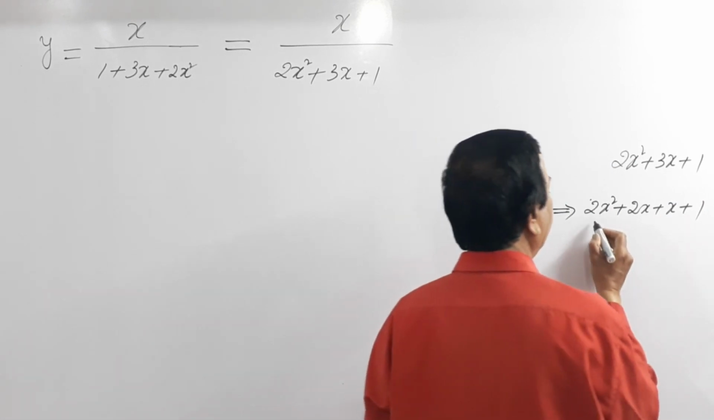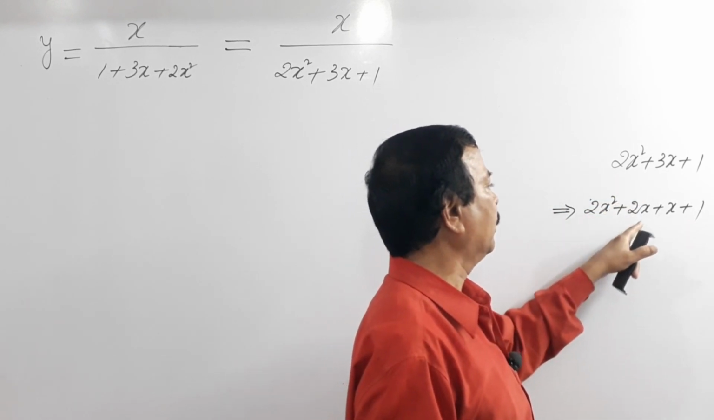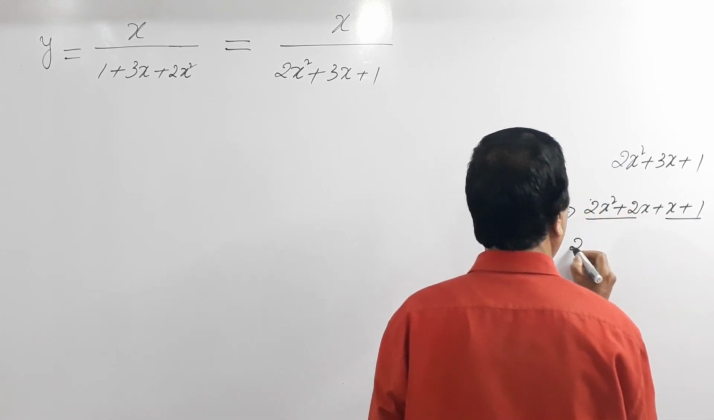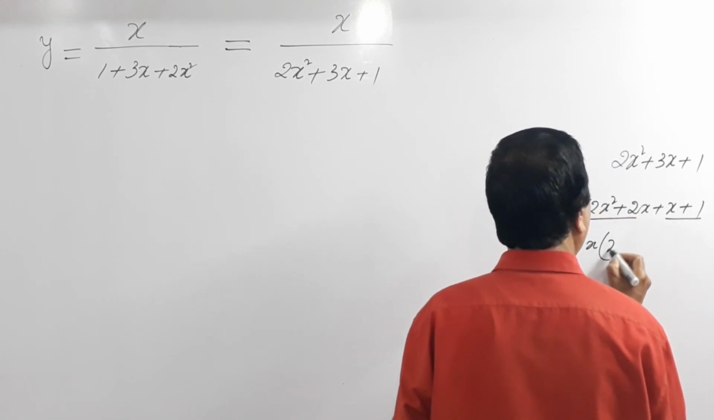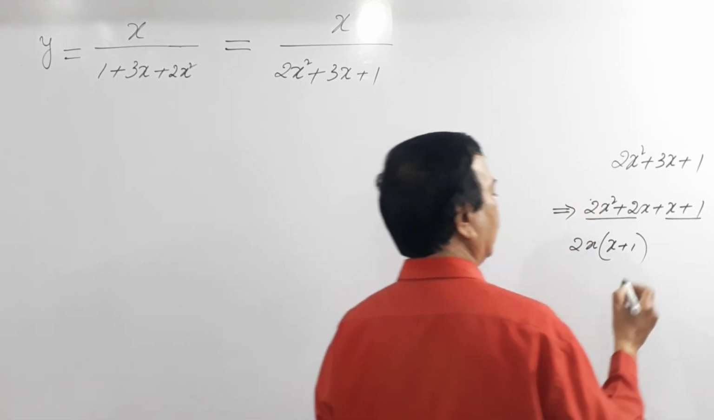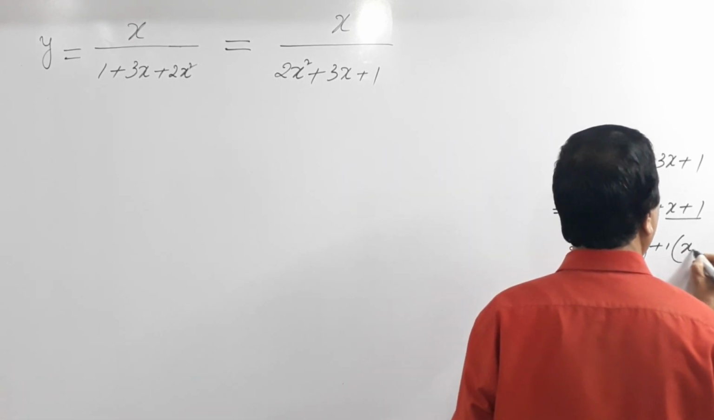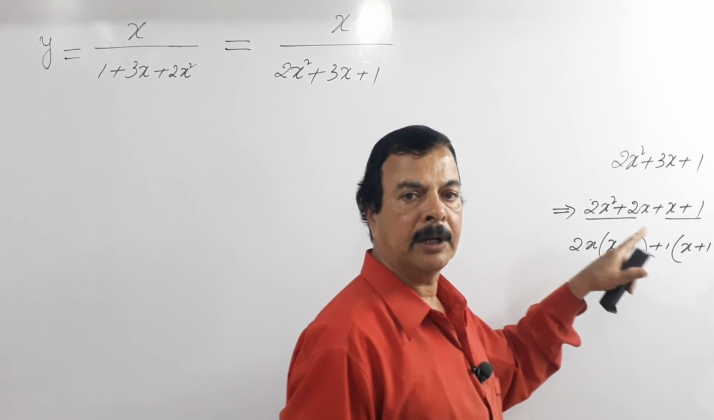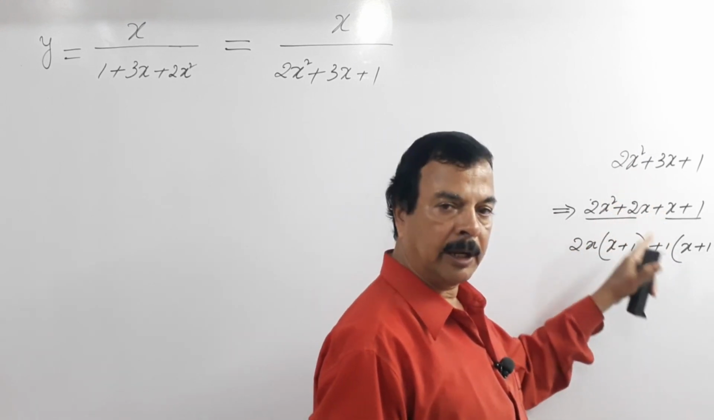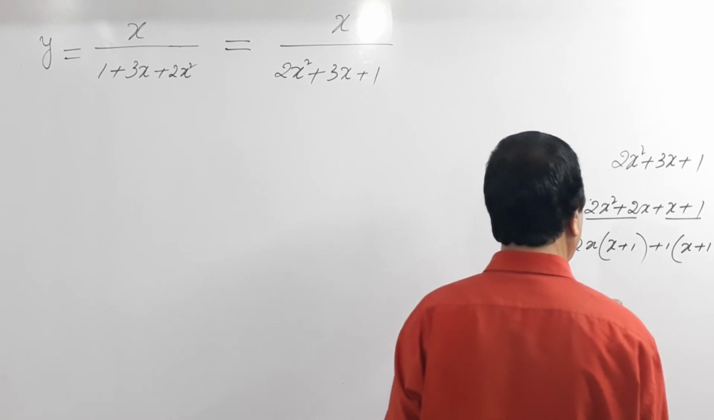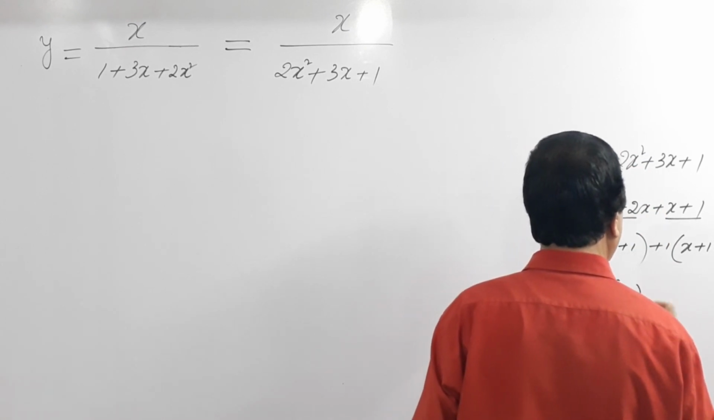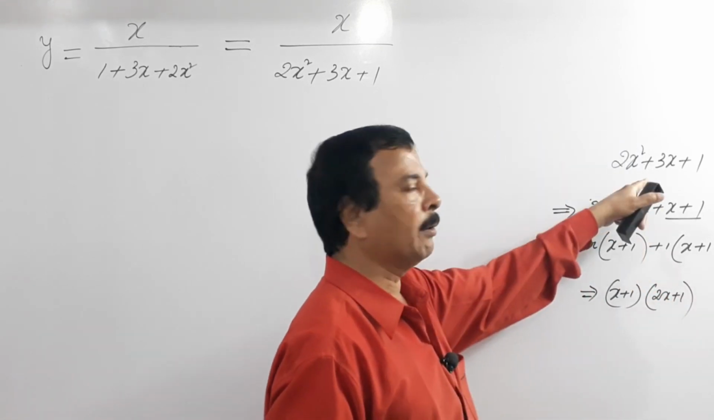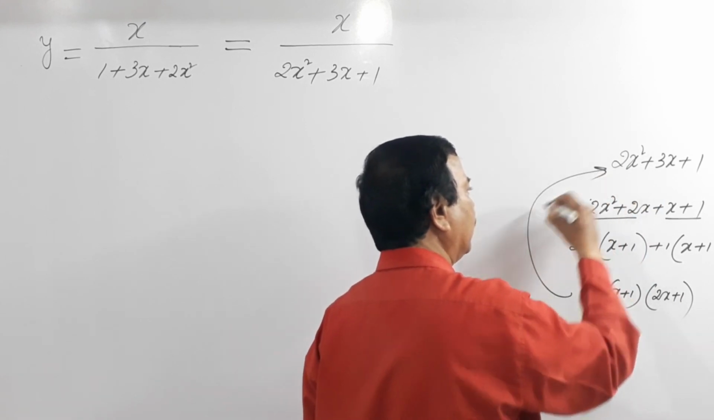Now I take 2x square plus 2x plus x plus 1, and I try to make something common. What is common here? 2x is common, this becomes x plus 1. Then I take plus 1 common, there will be x plus 1. If you get x plus 1 and x plus 1 in the brackets, it means whatever you have done is correct. So this is nothing but x plus 1 into 2x plus 1. If you multiply this, you will get back the original.